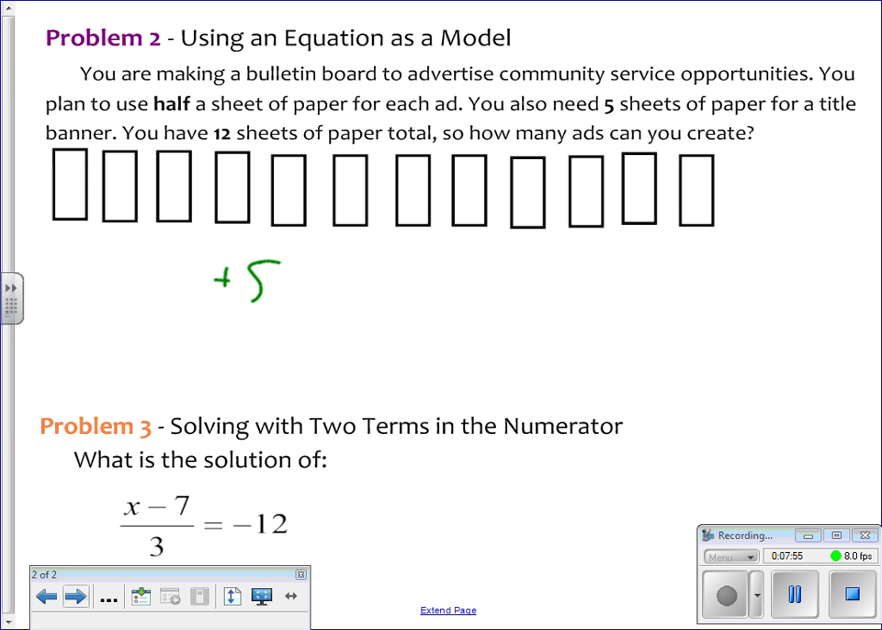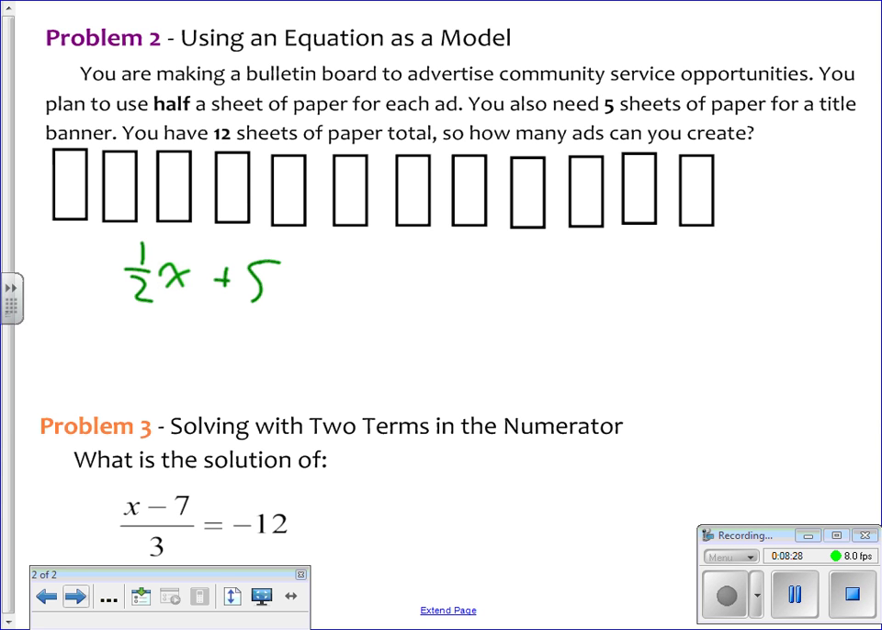So I have 5 sheets every single time, but I have to have a half sheet of paper for everyone that does it. So if one person wants to post something on the bulletin board, I need 5.5 sheets of paper. If 2 people, I need 5 and 2 times 1/2, or 6 sheets of paper. The number of half sheets depends upon how many people want to post on the bulletin board.